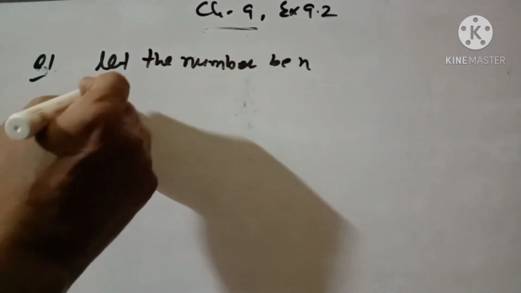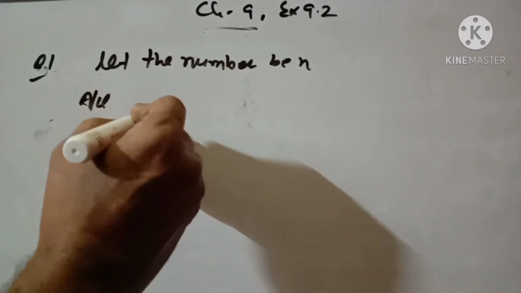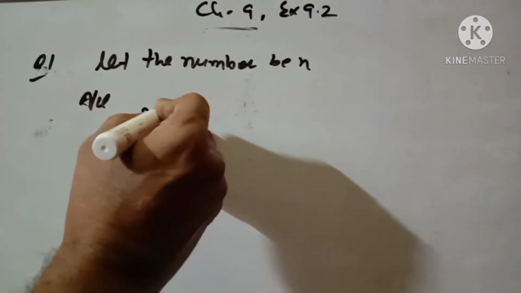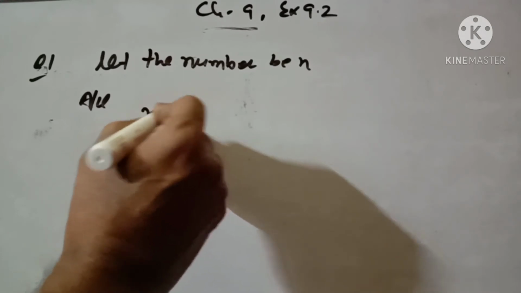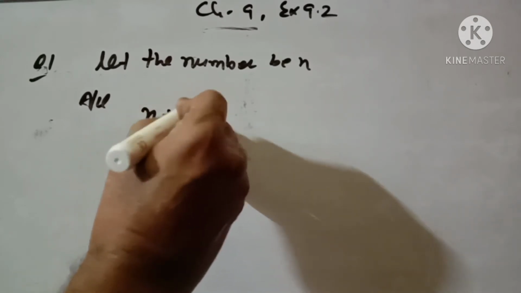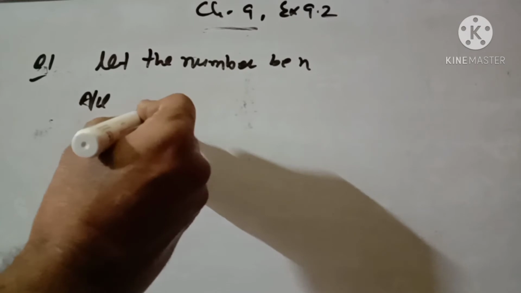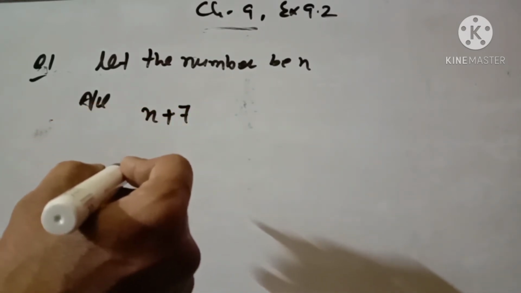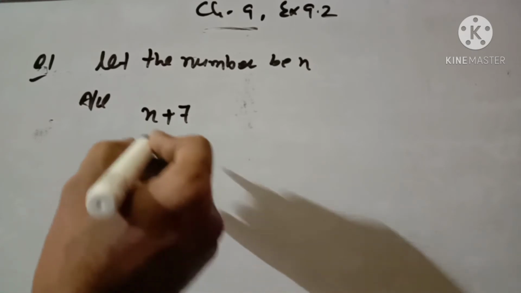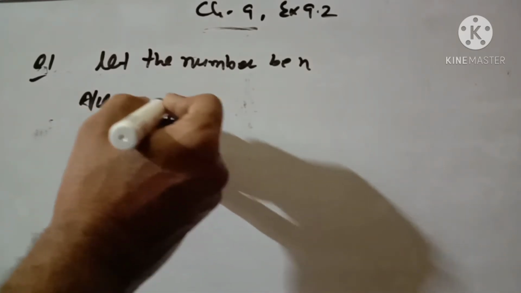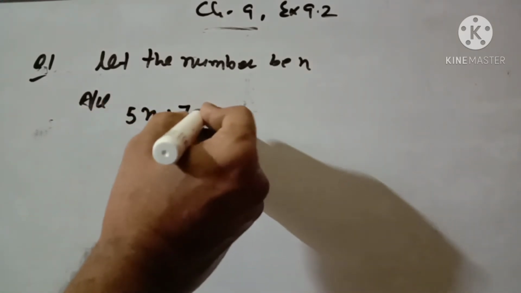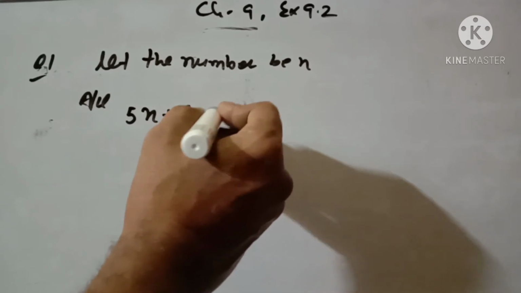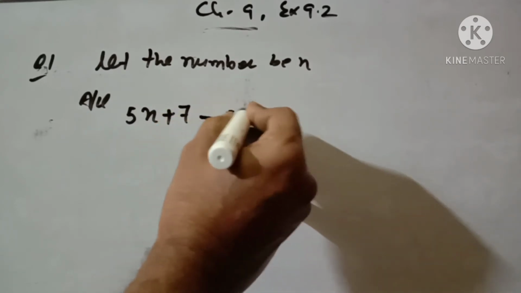So according to the question, let the number be x. 7 is added to 5 times of a number. So x plus 7, 5 times of a number means 5x plus 7 equal to, the result will come 57.